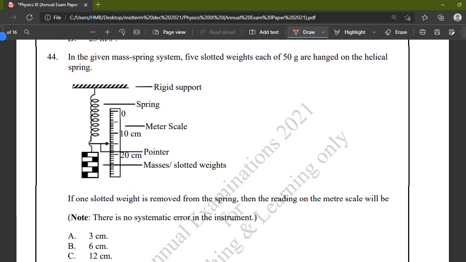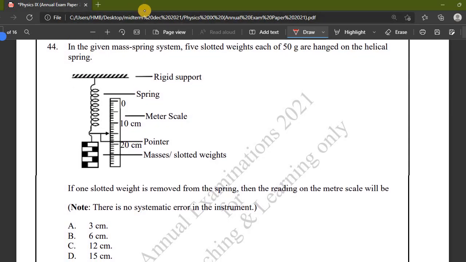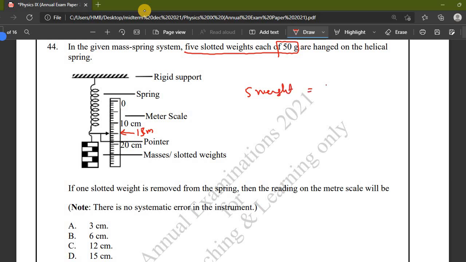Let's see our next question. The given spring mass system has 5 slotted weights, and each slotted weight is 50 gram. Due to these five weights, the extension on this scale is at this position, that is 15 centimeters. So 5 weights equal 15 centimeters. This means that 1 weight is equal to around 3 centimeters of extension. This is 15 over 5, centimeters per slotted weight.